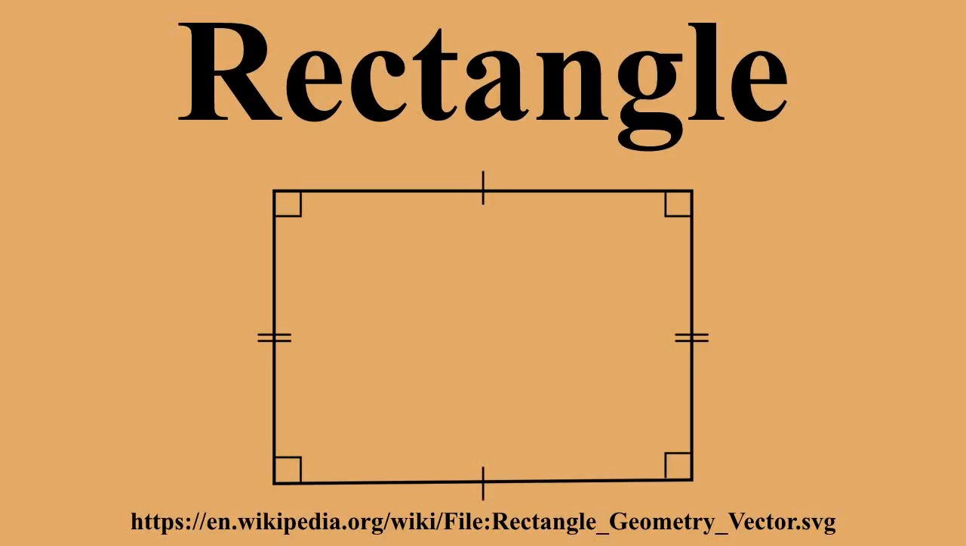The term oblong is occasionally used to refer to a non-square rectangle. A rectangle with vertices ABCD would be denoted as ABCD. The word rectangle comes from the Latin rectangulus, which is a combination of rectus and angulus.